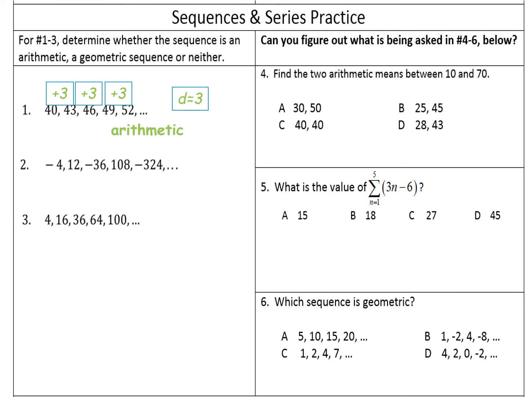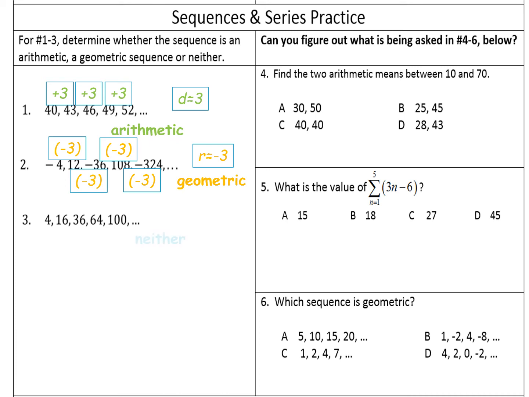When I take a look at my next sequence, negative 4, 12, negative 36, 108, negative 324, and so forth and so on, it doesn't look like the same number is being added, so let me try multiplication. Let me take one term and divide it by the previous term, and I keep getting negative 3. So my common ratio is negative 3. That would make this geometric. I look at the last one: 4, 16, 36, 64, 100. Sort of looks like perfect squares. Guess what? It's neither.